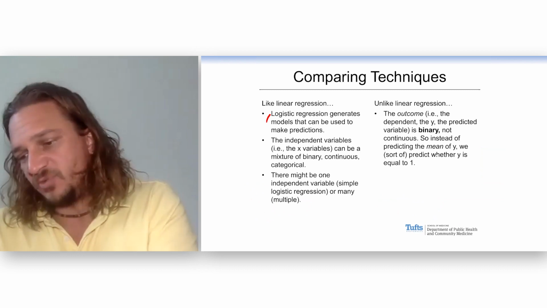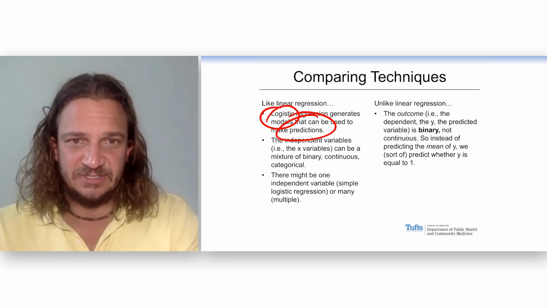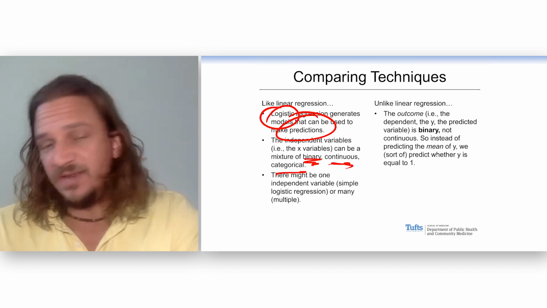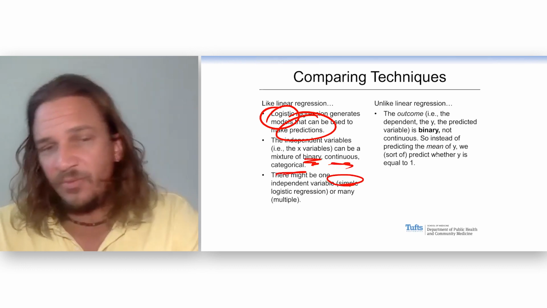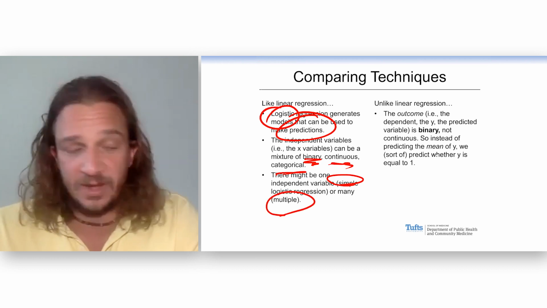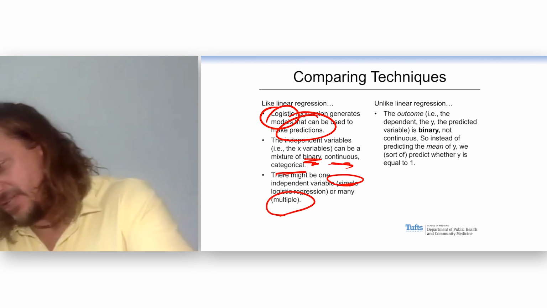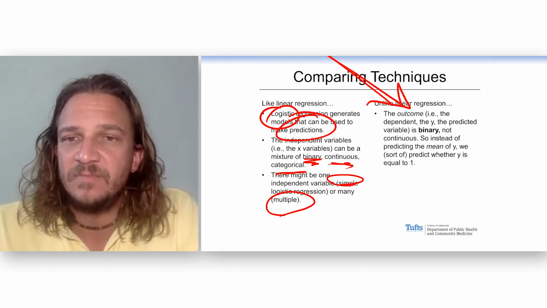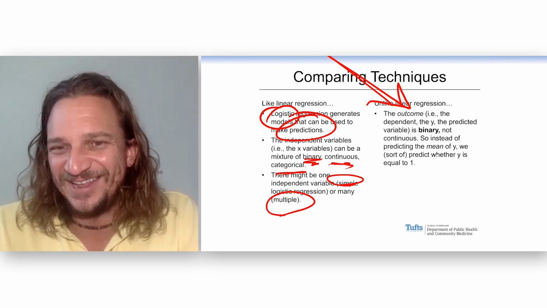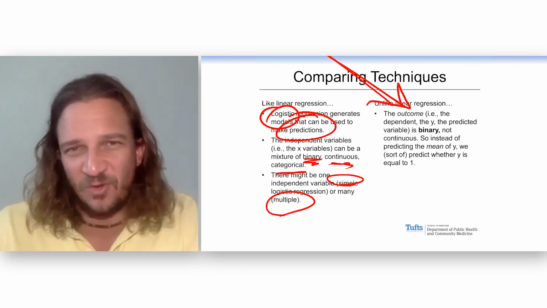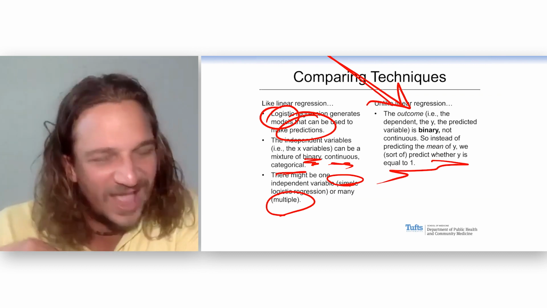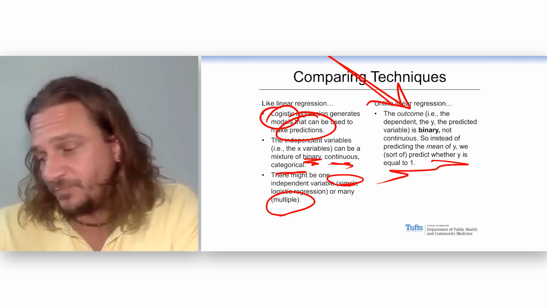So we're going to have models. We're going to make predictions. Everything that's on the right side of the equation is going to be the same. They can be binary, continuous, categorical. We might just have one predictor, or we might have a lot. But what's different is the outcome is now binary. So instead of predicting the mean of Y, I'm going to wave my hands and black box some of this stuff. We're going to predict whether Y is equal to 1 or not.